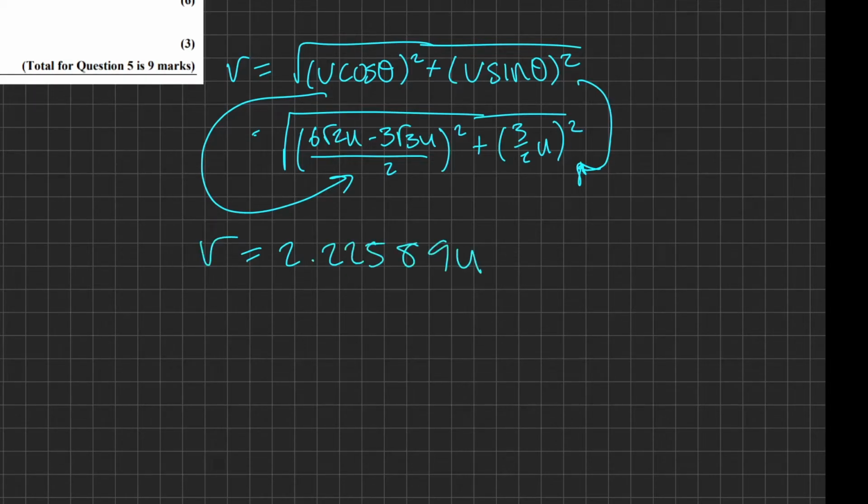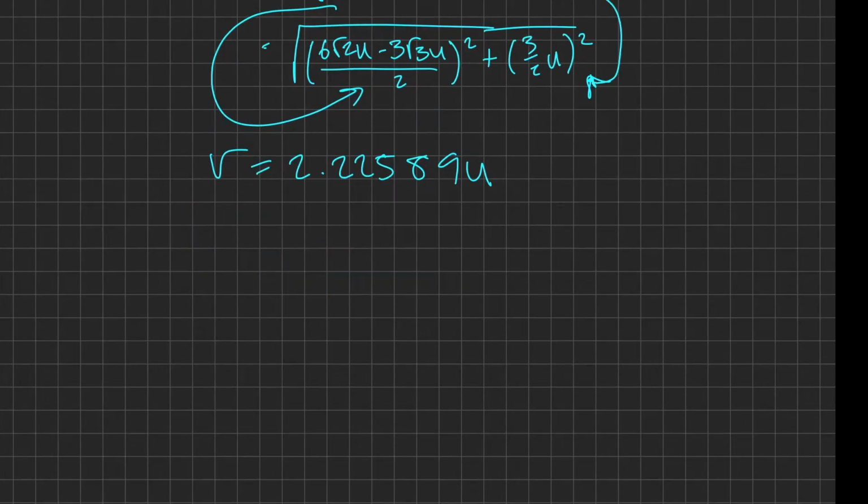2.22589u. So v is 2.22589u, and there's not really any way to get that exact. I like to keep it in exact form if possible, but this question, the calculator spits out a decimal, and that's all the exam would want. So that is v in terms of u, and if I were you, I'd round it to 2 or 3 significant figures, so I'm going to do it to 2, so that's equal to 2.2u. So that is part A(i).